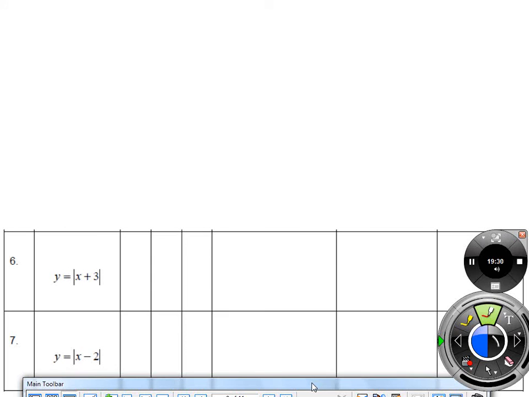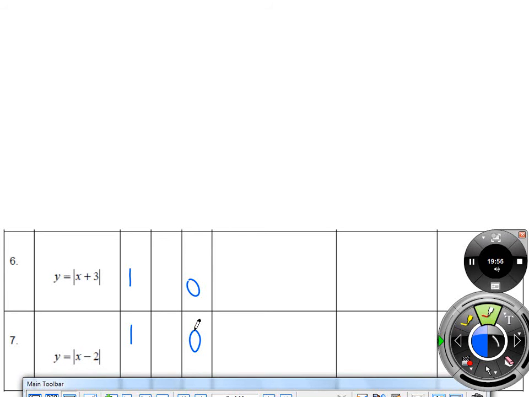What's different about 6 and 7 compared to number 1 when you look at the A's, the H's, and the K's? Yes. The H's change, right? So we should still have 1 as our A's and 0 as our K's because there's nothing being added or subtracted outside the absolute value. And here's where things get a little tricky. What did you guys get as the h value for number 6?